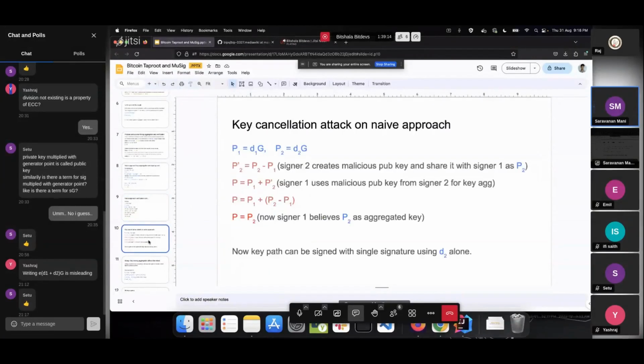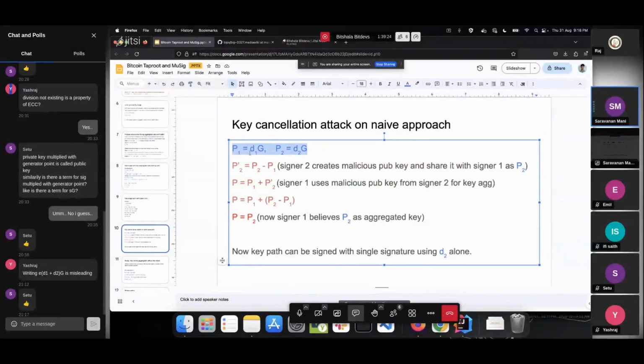One of the security vulnerabilities is called the key cancellation attack. Let's revise our public key aggregation, P1 and P2, the same equation. Let's say P1 is the honest person here, and P2 is the attacker who wants to forge something. P2 takes the P1 from the first signer and subtracts it from his own public key, a simple minus operation, to get the new P2 dash, and gives this P2 dash as P2 to the first signer, in this case the script creator.